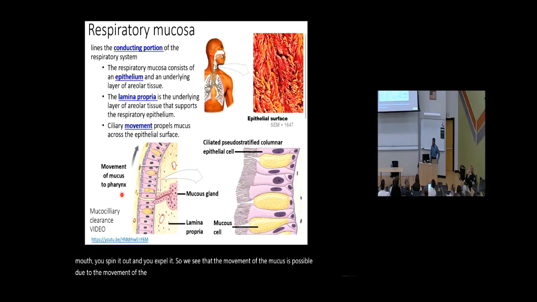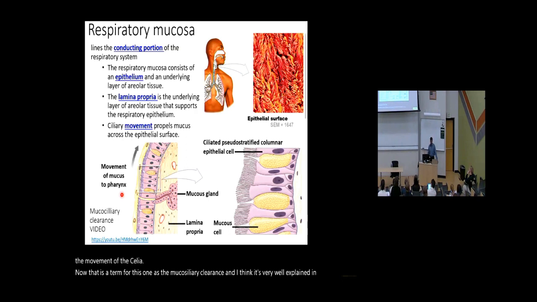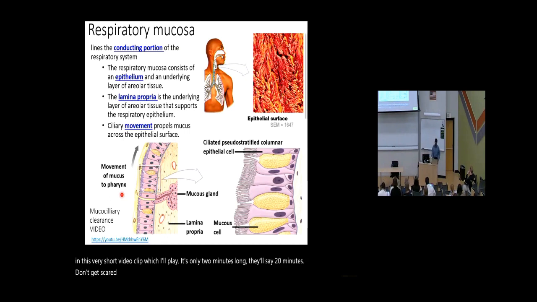Now there is a term for this known as mucociliary clearance, and I think it's very well explained in this very short video clip which I'll play. It's only 2 minutes long. They'll say 20 minutes, don't get scared. We'll watch what is meant by mucociliary clearance.